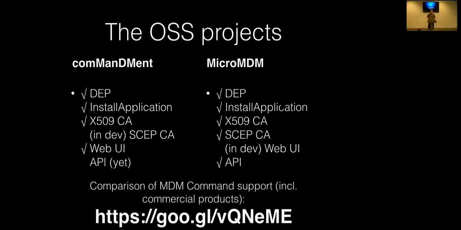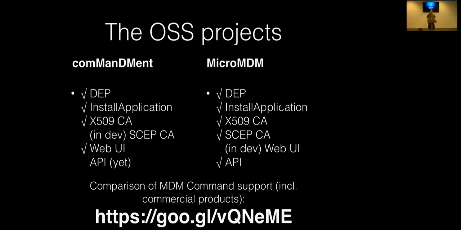Okay, so just a feature comparison. Both Commandment and Micro MDM have certificate authorities. We both support install application. We both support DEP. So the big building blocks of OS X, you can get that with either one. Micro MDM's SCEP server is functional. Commandment's is still in development. There's fully functional code. It's just not plugged in yet. Commandment has the web UI, whereas Micro MDM doesn't, and APIs are a little bit different there.